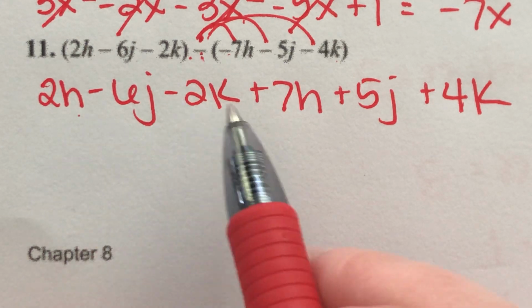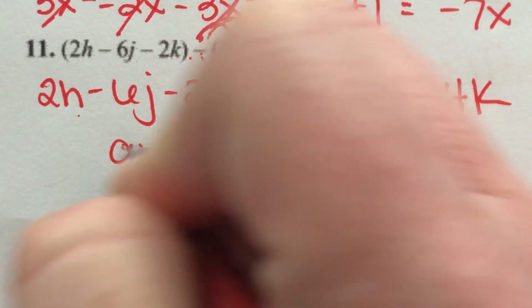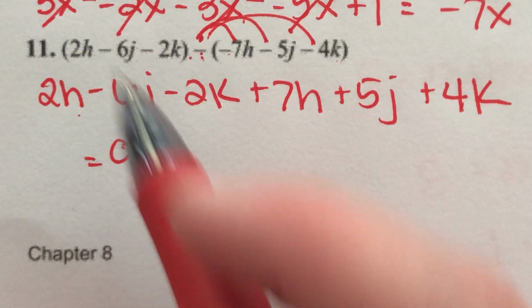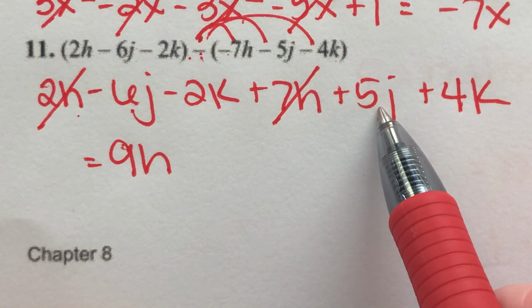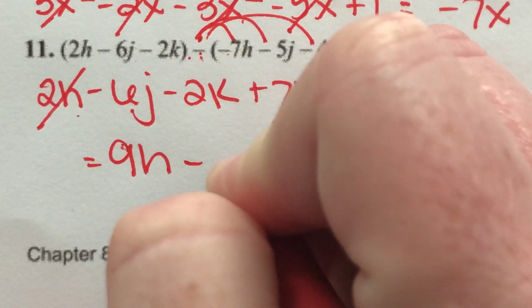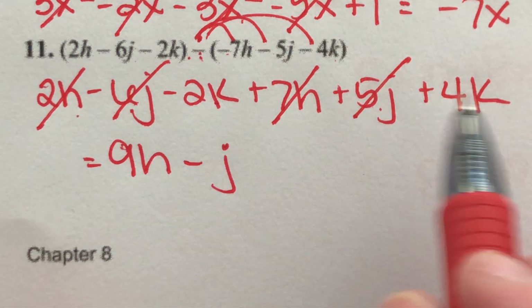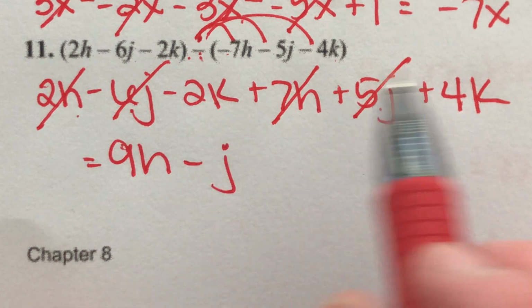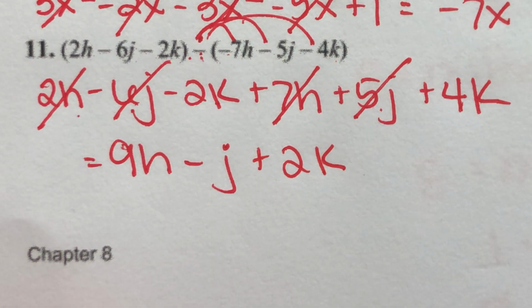So I've got an h here, I've got an h here. 2h and 7h is 9h. I'll mark them off when I use them. I've got negative 6j and positive 5j. Negative 6 plus 5 is negative 1, so negative 1j. And then negative 2k plus 4k. Negative 2 plus 4 is positive 2, so positive 2k.